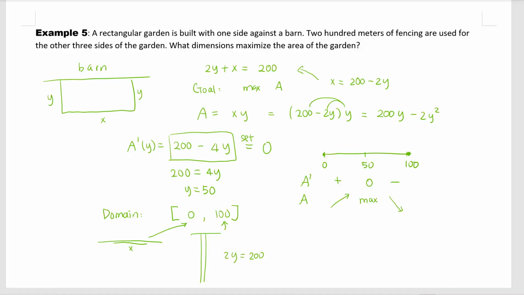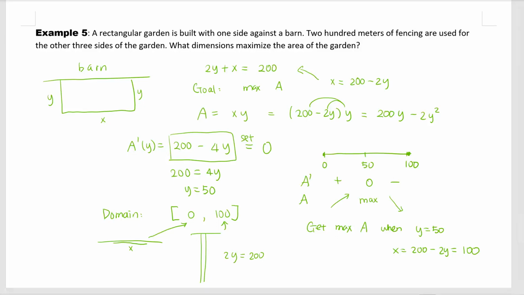Do we have a maximum? Are we asking for a maximum? Yes, we want to maximize the area. So now it matches our goal. So we get maximized area when y is 50. And when y is 50, what is x? Well, x is 200 minus 2y. So y is 50, so 200 minus 100 is 100. Okay, so that is example 5.